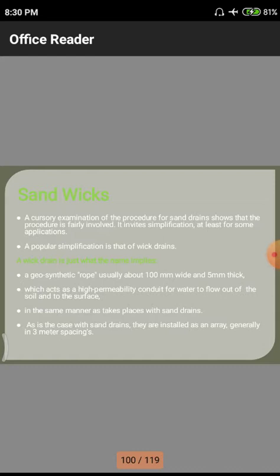What is a sand wick? A cursory examination of the procedure of sand drains shows that the procedure is fairly involved. It invites a simplification, at least in some of the applications. That means sand wick is one of the simplest parts of the sand drain philosophy, so that if there are any negative points in the sand drains, those sand drains will be replaced by using these sand wicks. That means in every process we have some amount of advantages and disadvantages.